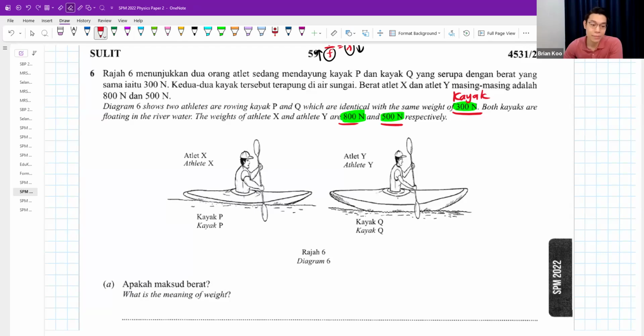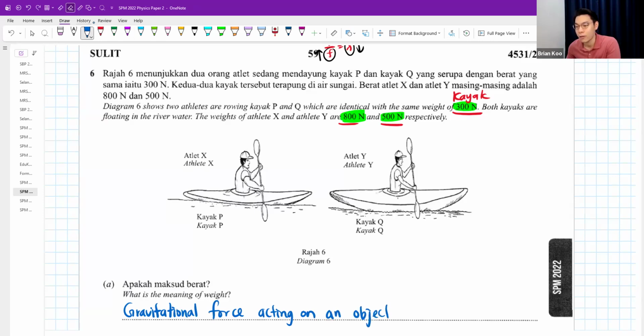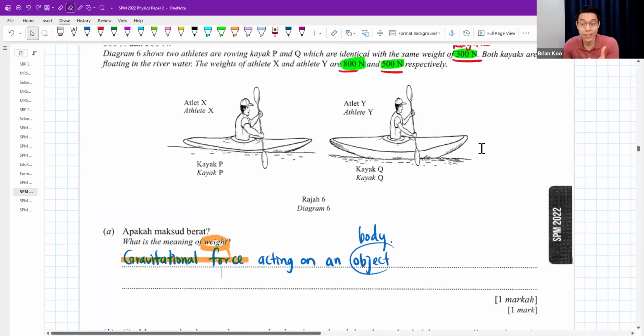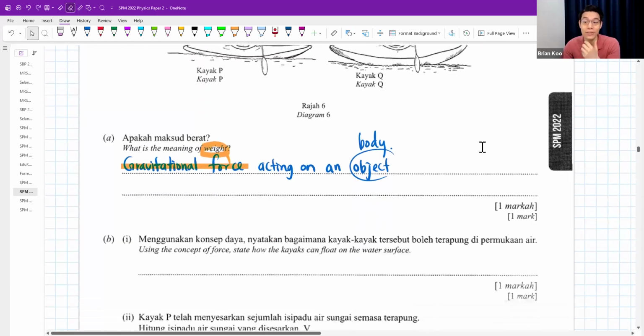Okay, what is the meaning of weight? Gravitational force acting on an object, or you can say on a body, it's fine. But the keyword here is that weight is gravitational force. What is weight? Weight is a type of force that comes from gravity. A force due to gravity, gravitational force.